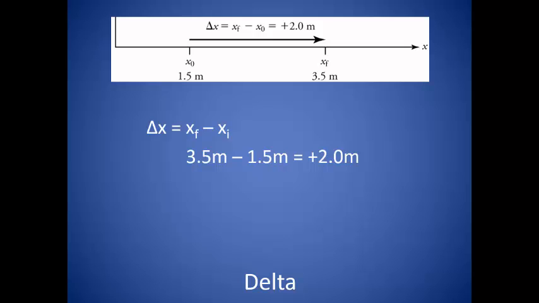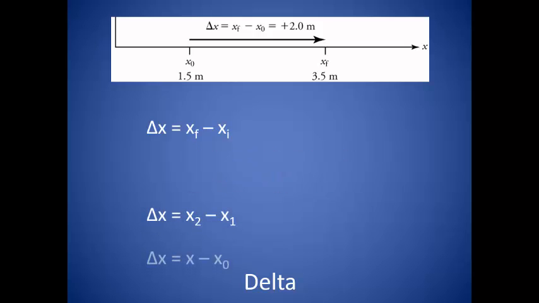This is important because what happens if she walks back to her original position? She now starts 3.5 meters from the edge and ends 1.5 meters from the edge. So now her delta x is 1.5 meters minus 3.5 meters, or negative 2.0 meters. She has covered the same distance, but in a different direction. So the negative sign in this case means that she just moved to the left instead of the right.